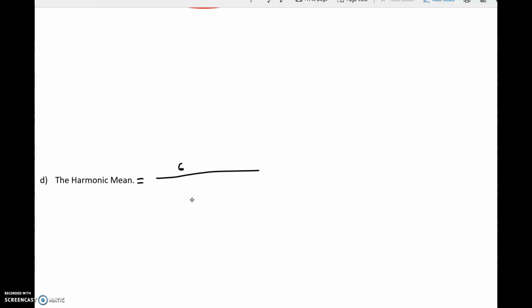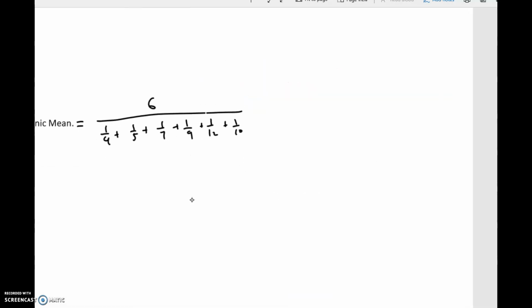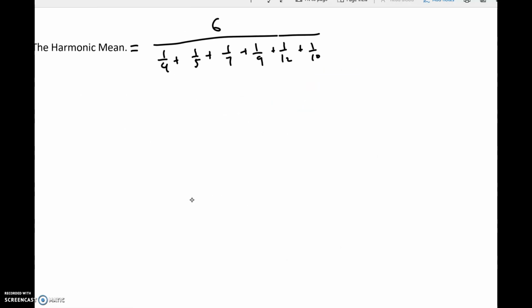over, and then for these messy ones, it's sufficient if you just tell me what you're doing at the bottom. So in this case, you're going to be doing 1 divided by 4 plus 1 divided by 5 plus 1 divided by 7 plus 1 divided by 9 plus 1 divided by 12 plus 1 divided by 10. And you have to be very careful on this one because of the position of the parentheses. So let me actually run this one.